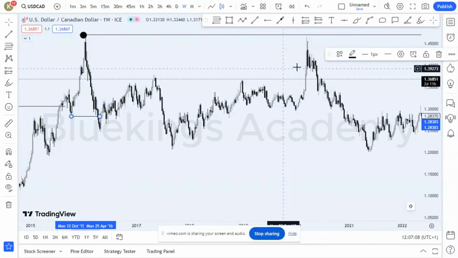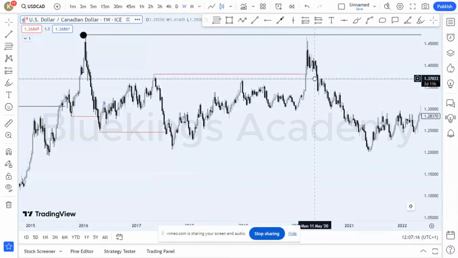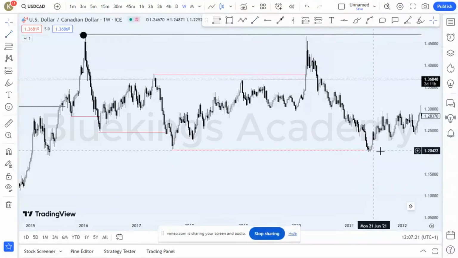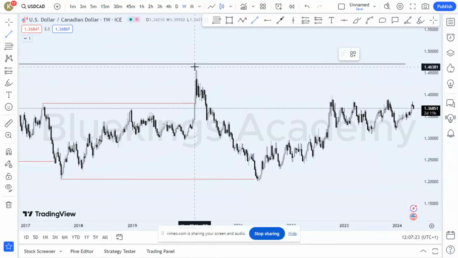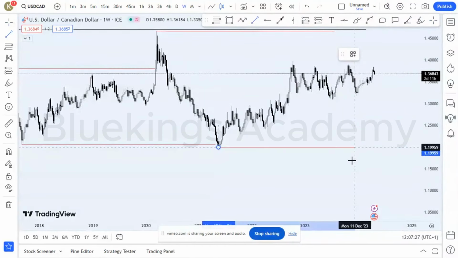Okay, so that's going to be red, red, red right here. So this high that led to that break is red. So we have this low here to be red. Okay, so we have this here to be red. And we have these here to be red.